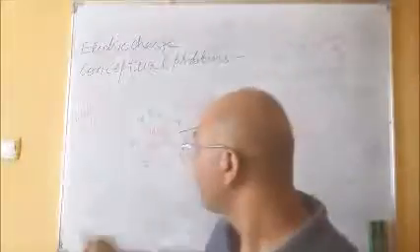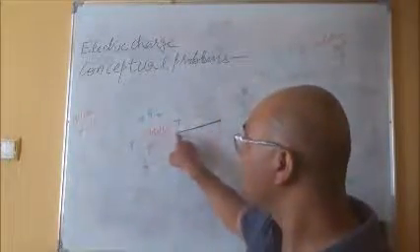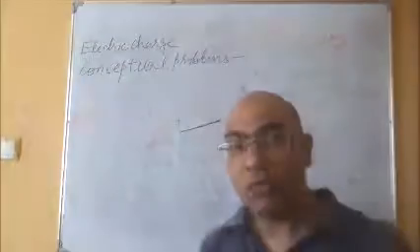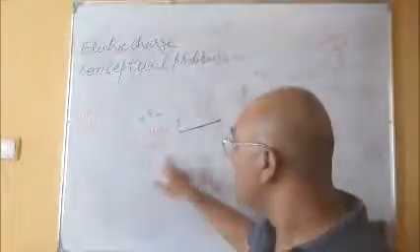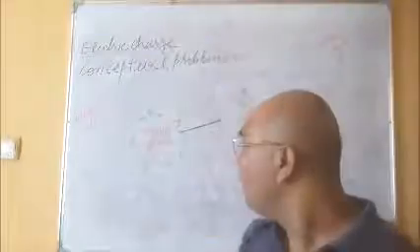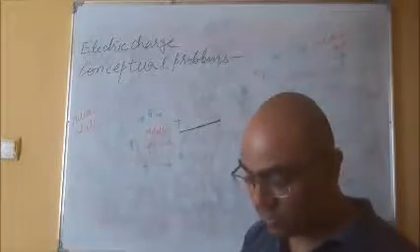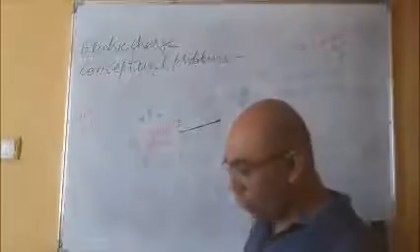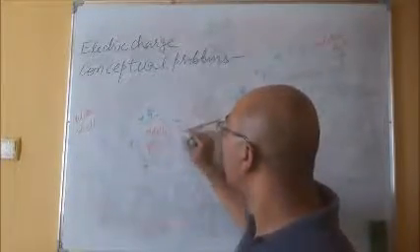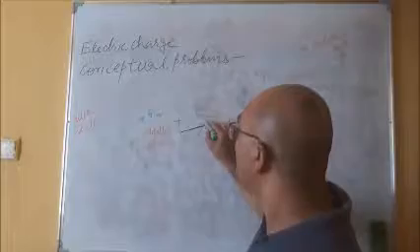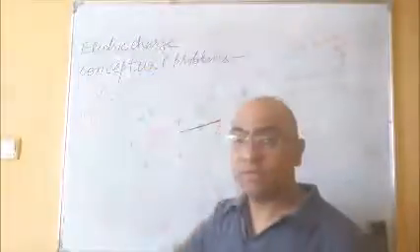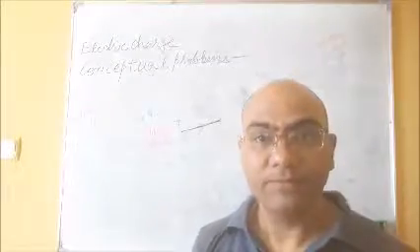So what will happen? When you connect this metallic sphere with the shell around it, this charge will go. Where will it go? It will move from here to here. So all this charge will move from this surface to this surface.